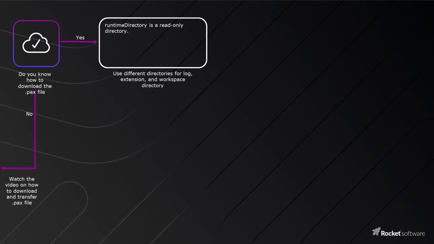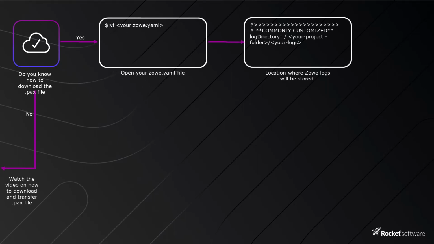First, let's begin with the log directory, or the location where Zowe logs will be stored. Next is the extension directory. All the third-party plugins are installed in the extensions directory. Some plugins are also installed with the components, and they will be stored in the extension directory as well.